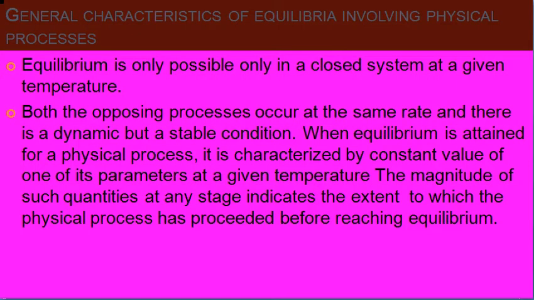Let's see the general characteristics of equilibrium involving physical processes. Equilibrium is possible only in a closed system at a given temperature. Both the opposing processes occur at the same rate, and there is a dynamic but stable condition. When equilibrium is attained for a physical process, it is characterized by a constant value of one of its parameters at a given temperature. The magnitude of such quantities at any stable stage indicates the extent to which the physical process has proceeded before reaching equilibrium.